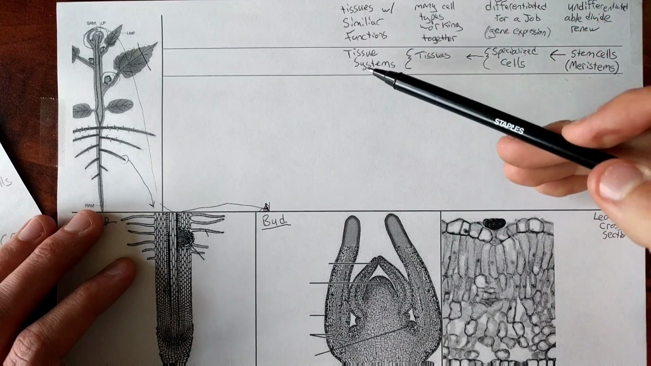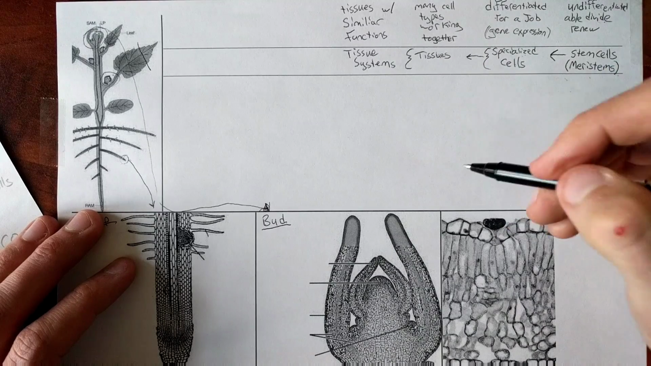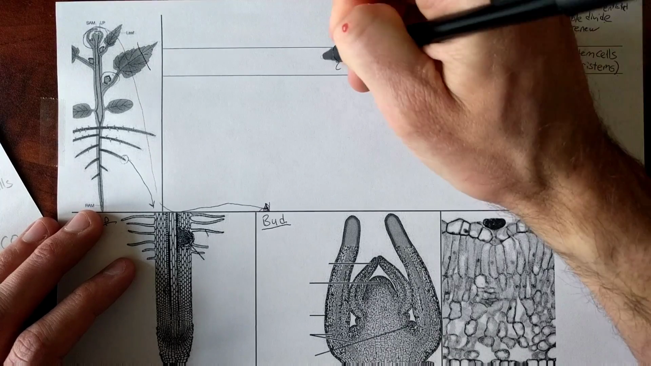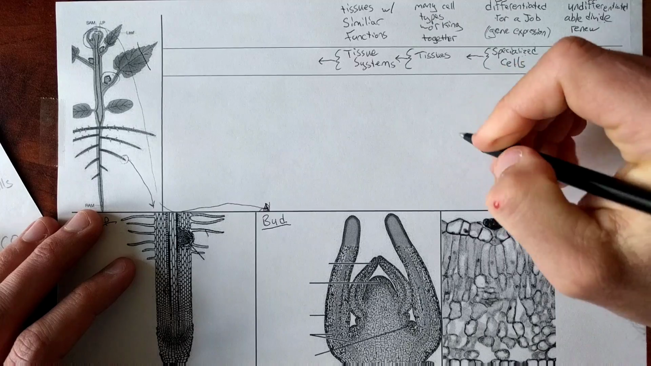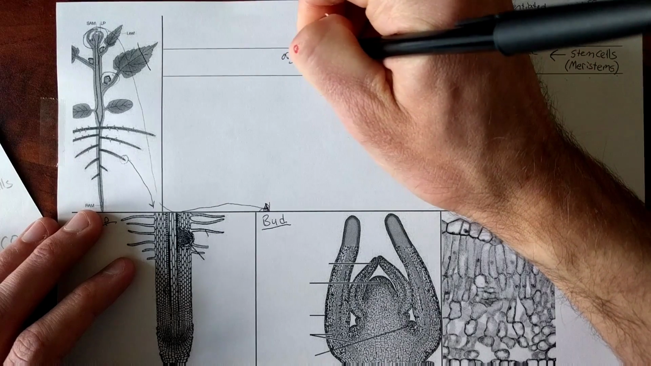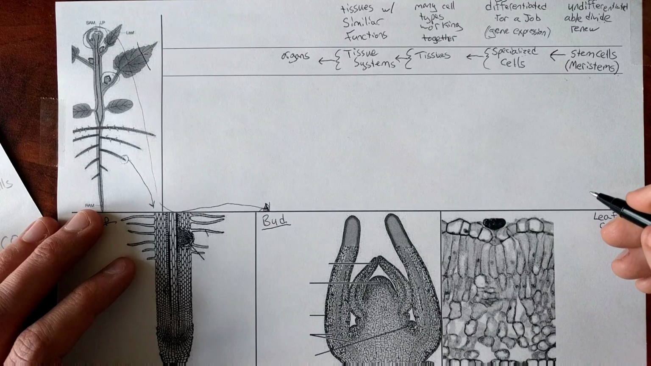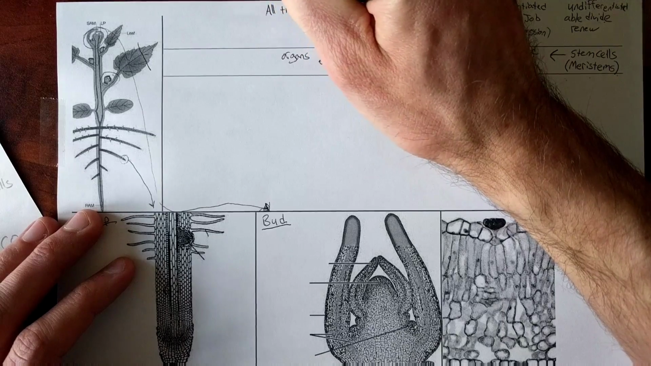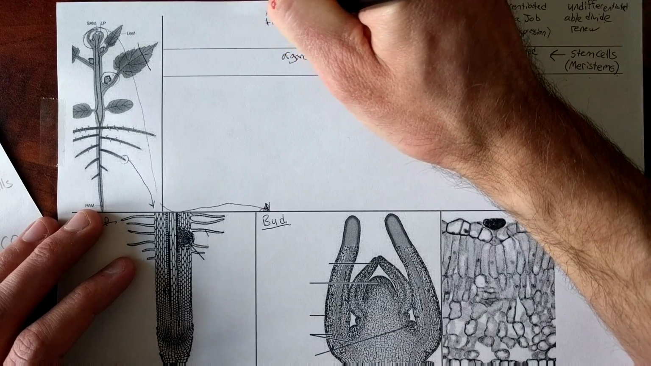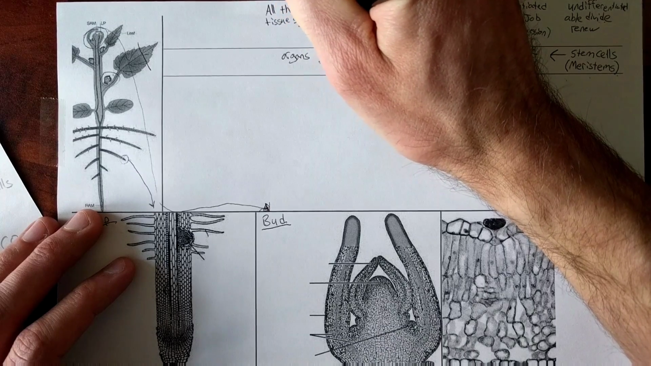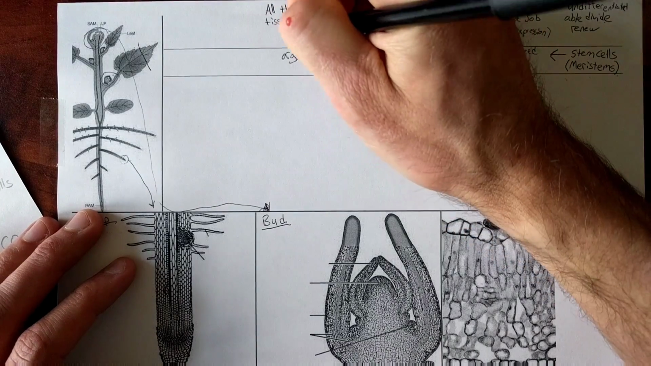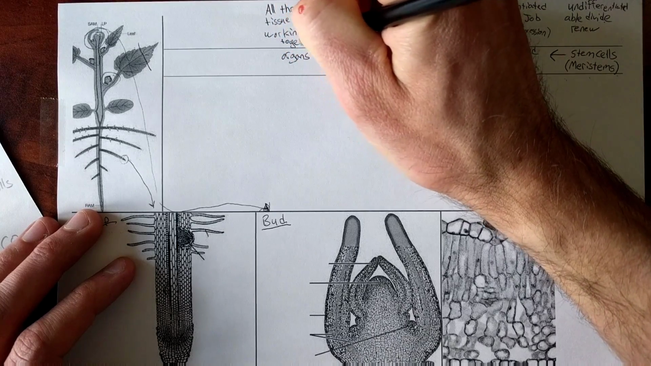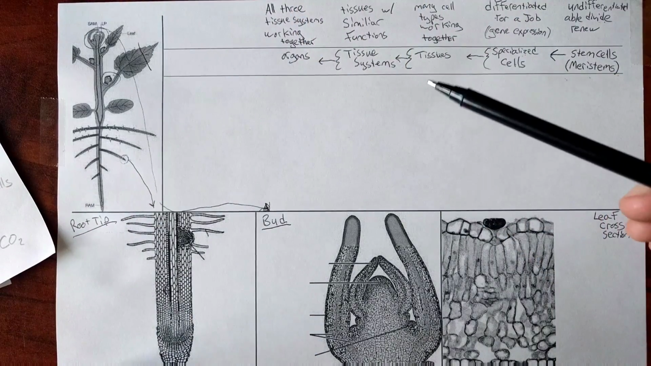In plants, we'll combine all three of the tissue systems that we're going to discuss together to get a level of organization that we term organs. So, all three tissue systems working together. So again, united by function.